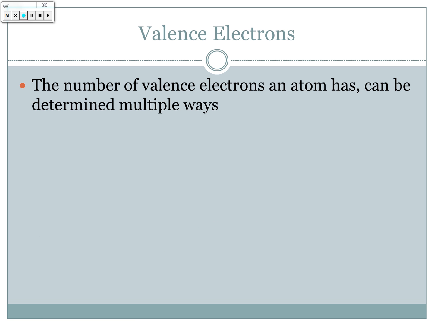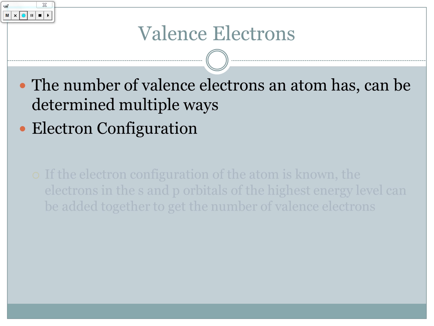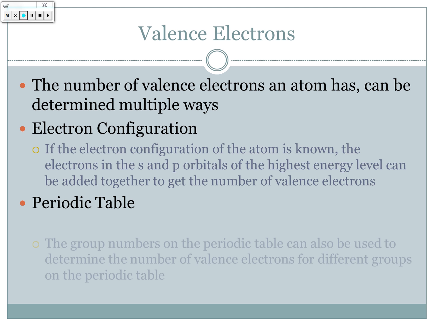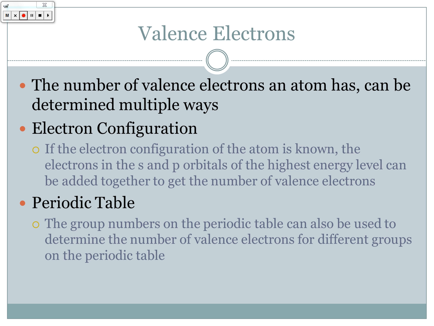The number of valence electrons an atom has can be determined multiple ways. You can utilize its electron configuration, if it's known, and calculate the number of s and p orbital electrons of the highest energy level. Added together, those equal the number of valence electrons. You can also utilize the periodic table. The group numbers on the periodic table can be utilized to determine the number of valence electrons for that group, and therefore for all of the elements in that group.